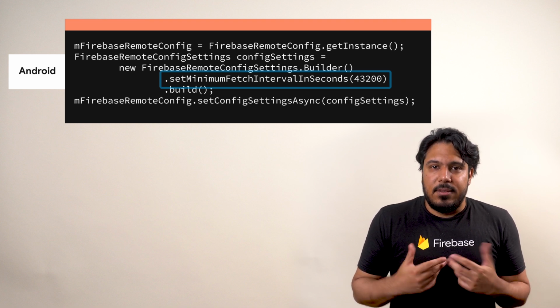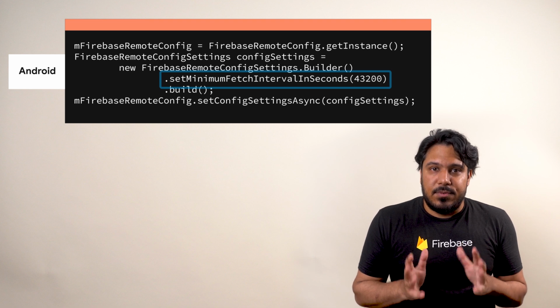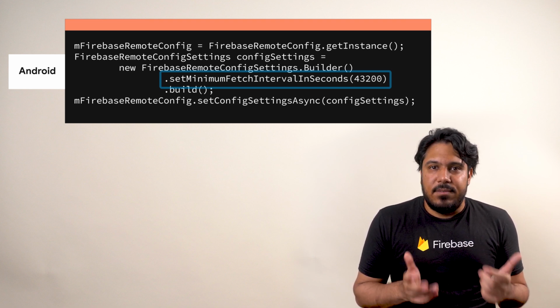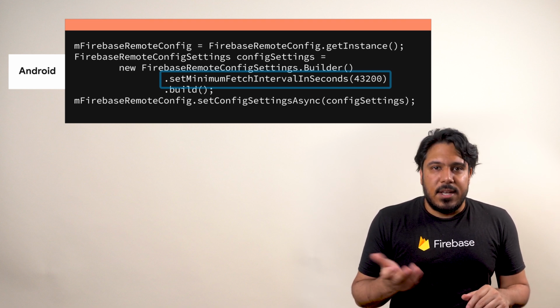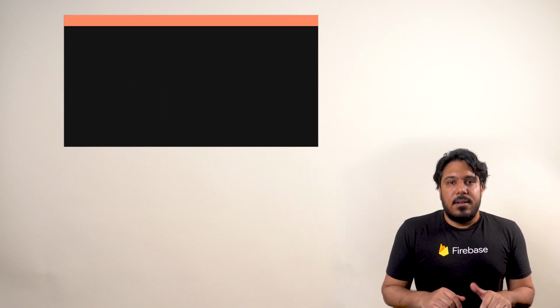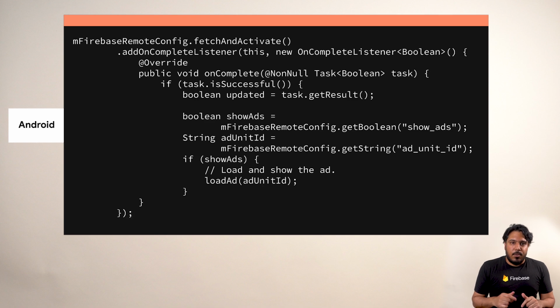I could probably make it longer since I'm expecting to keep the values for show ads and the A/B testing variants constant for a longer evaluation period, but 12 hours seems like a sensible fetch rate. Next, I'll need to make the call to fetch the remote config parameters from the RC servers and activate them for use in my app.